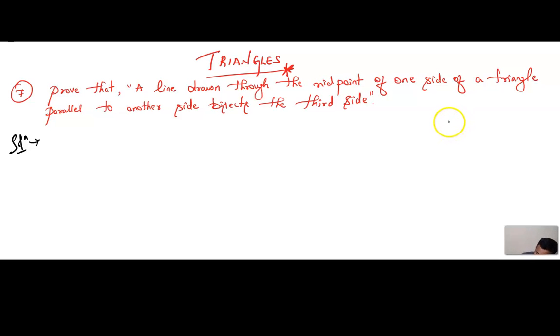Let me assume this is the triangle. Shall we assume this as a triangle, children? Let me name this triangle as ABC. What was the question here, children? It's been given here: a line drawn through the midpoint of one side of a triangle. Understood? A line drawn through the midpoint of one side of a triangle.